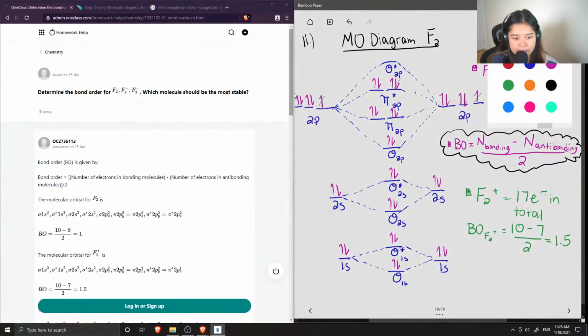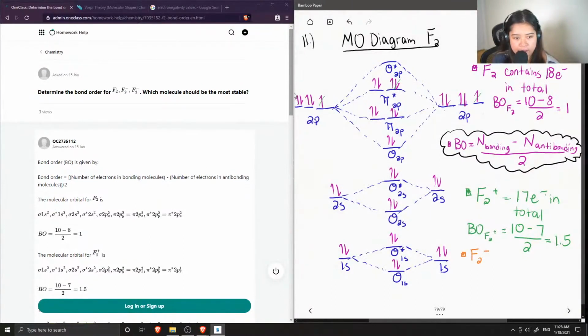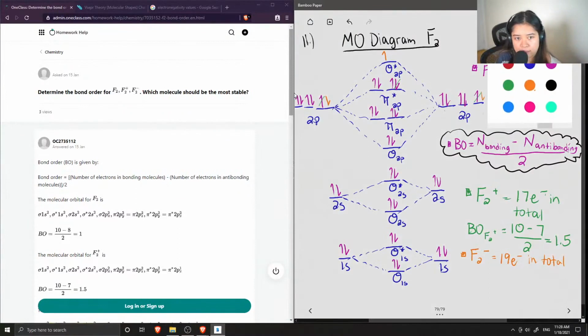And with that same approach, we can find out what happens if F2 gained an electron. So now we have 19 electrons in total. And I'm just going to draw an orange electron up here. So now that we have an extra electron in the sigma star, and it'll look like this in our other two orbitals.